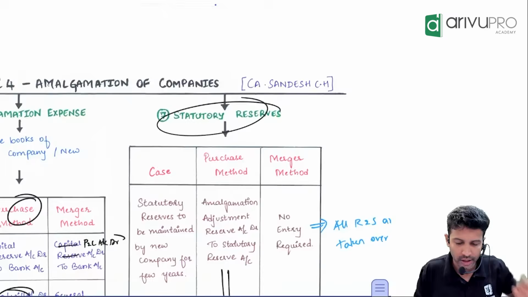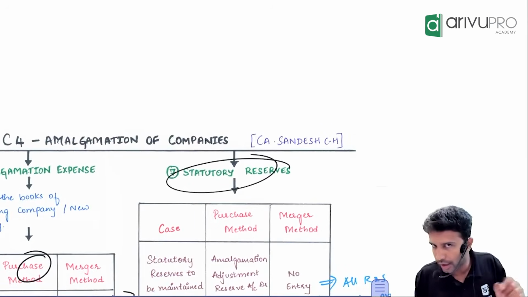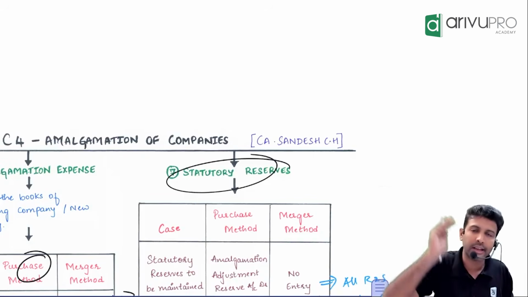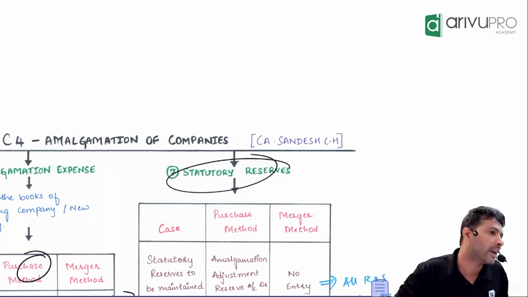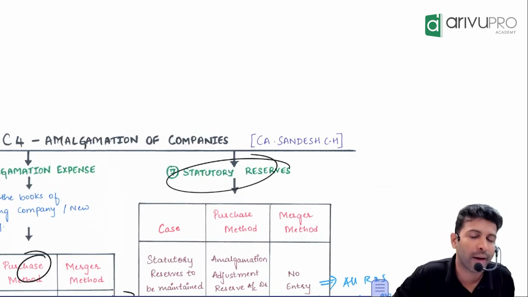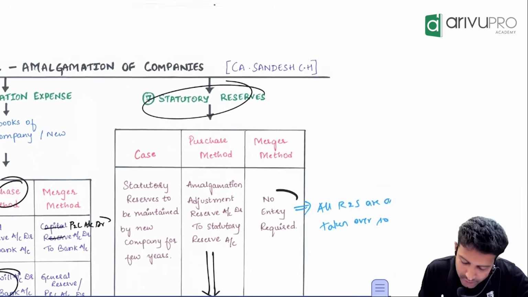Now, what is the journal entry you'll have to pass? Any guesses? Tell me, for the merger method, it's the easiest. What is the journal entry under merger method for statutory reserves taken over by the purchasing company? Entry required, not required? Under merger method, no entry is required.